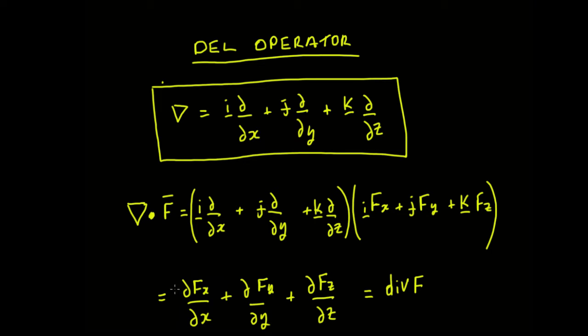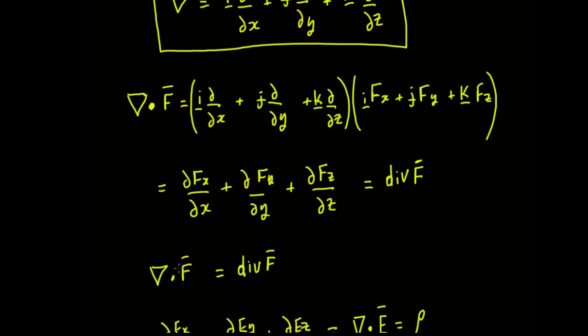So you would just be left with partial f of x by partial x plus partial f of y by partial y plus partial f of z by partial z, which is just the divergence of the vector function f. So we can then write div f in this form here, del dot f.